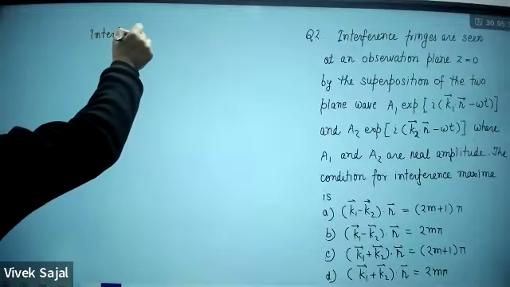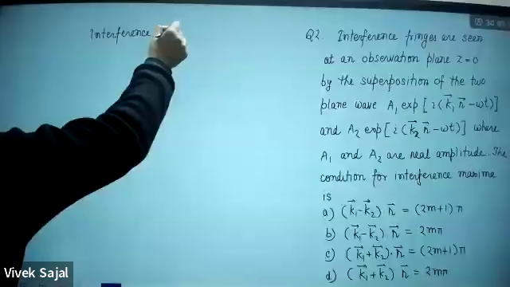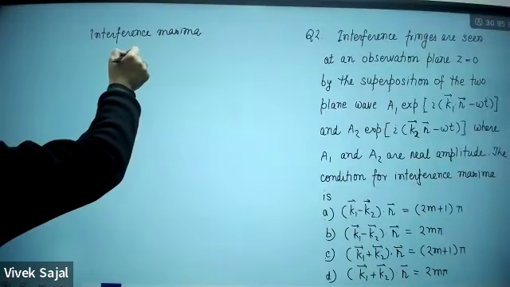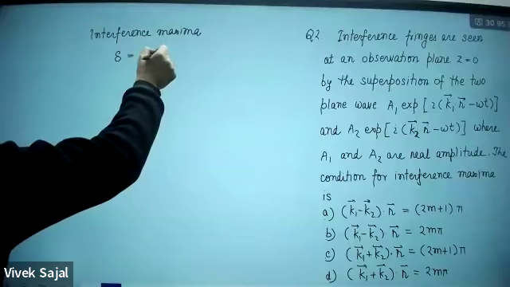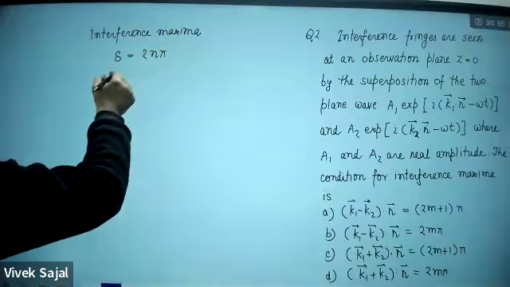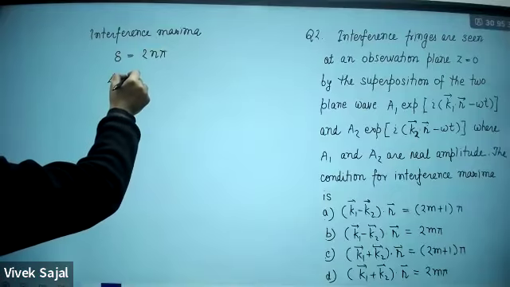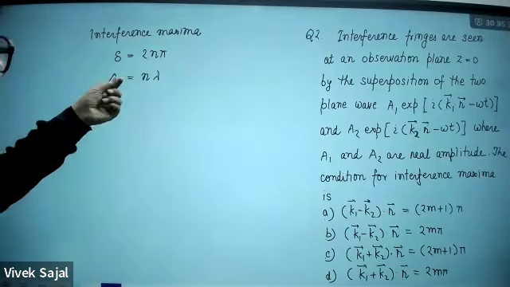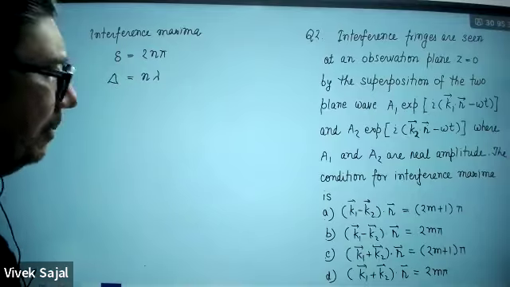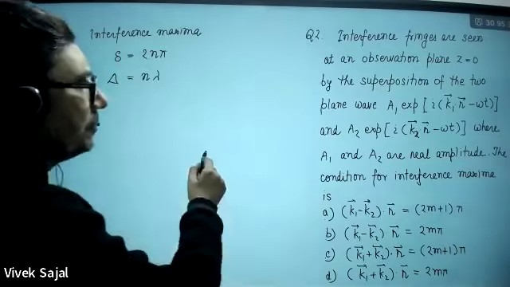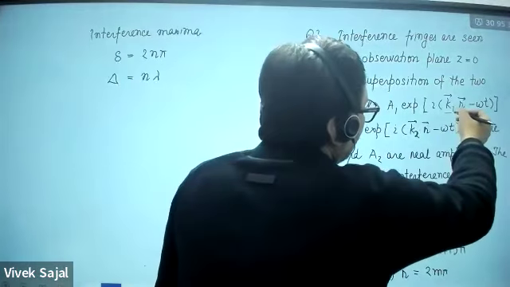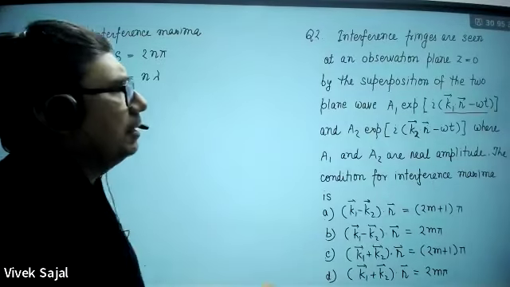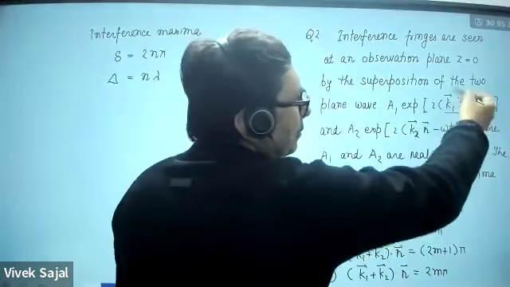What is the condition for interference maxima? There are two conditions: the phase difference delta should be 2n pi, or the path difference is equal to n lambda. I cannot find out the path difference here, but I can find out the phase difference. What is the phase of the first wave? This term, k1z minus omega t, the argument of this exponential with the iota, is called the phase.